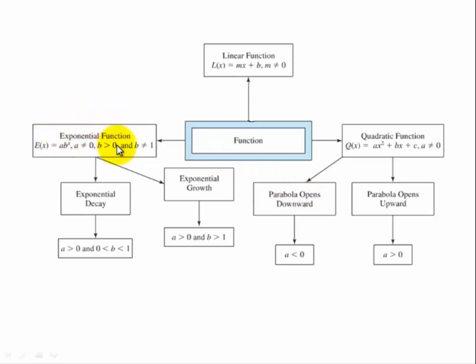Next, we looked at exponential functions, and that can be written as e of x equals a times b to the x power. a cannot equal 0, b has to be a positive number, and it can't equal 1. If it's exponential decay, a is positive and b is in between 0 and 1. If it's a growth, a is positive and b is greater than 1.